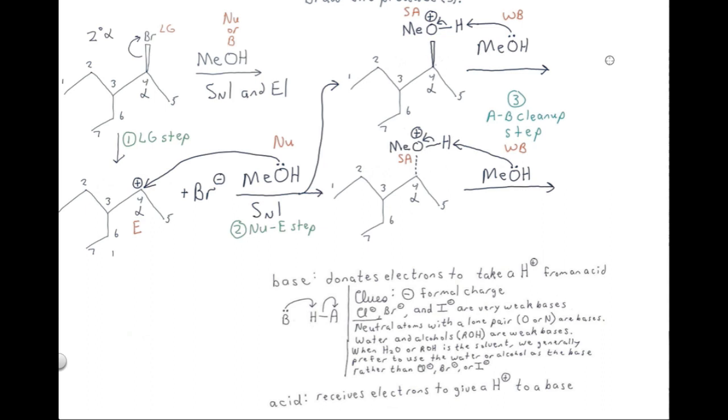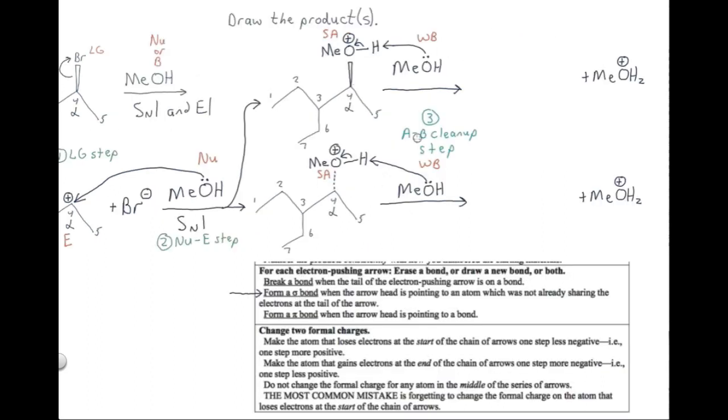My experience is that students have a really hard time getting the correct electron pushing arrows for an acid-base step. So double check to make sure that you drew your electron pushing arrows correctly for this step. Now let's use the electron pushing arrows to draw the products from this step. This arrow tells us to form a new bond between the oxygen and the hydrogen. We follow this rule, and I'm now showing that the oxygen is bonded to two hydrogens. The oxygen is at the beginning of the chain of arrows. The oxygen starts neutral and loses electrons, so the oxygen becomes positive. The most common mistake on this step would be forgetting to change the formal charge on the oxygen at the beginning of the chain of arrows.